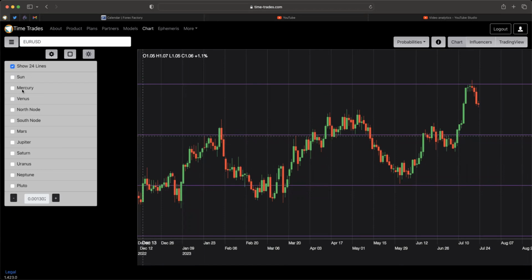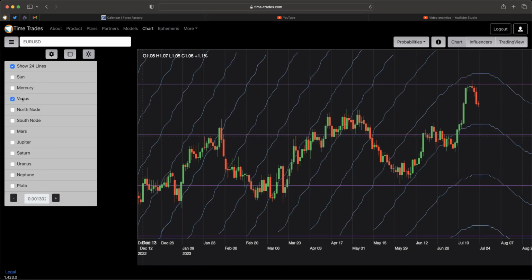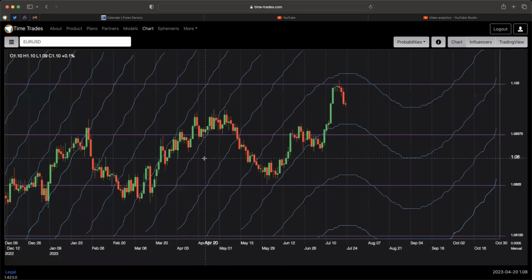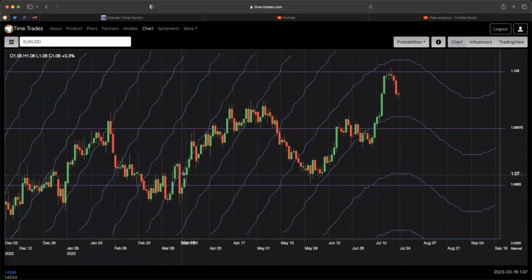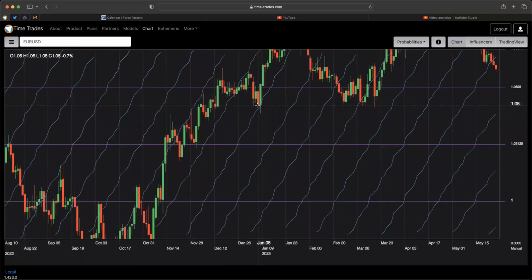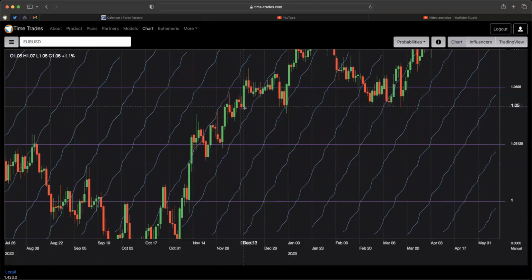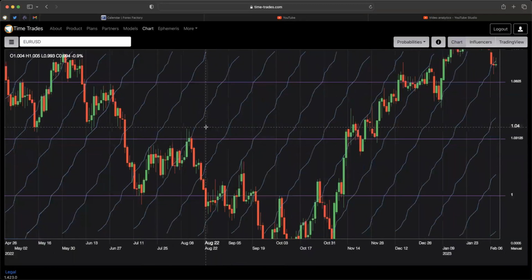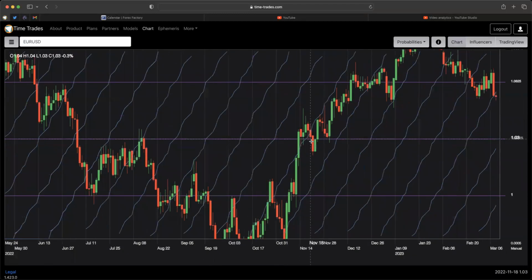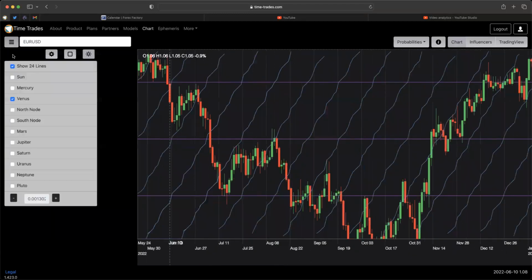And we can also use this method to convert the location of different planets here. So we can turn on Venus, for example, and display that. And when you do, you get what are quite compelling natural trend lines that channel price. And this is on EURUSD. You can see how it's respecting these Venus trend lines quite well.